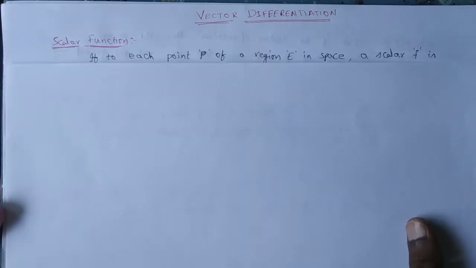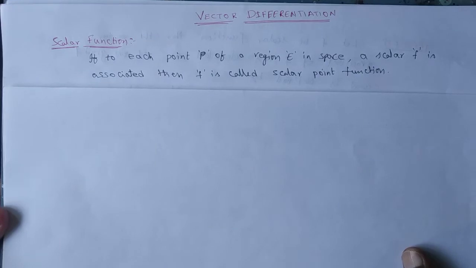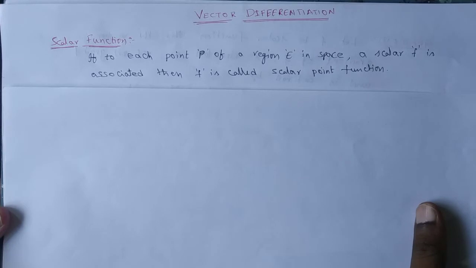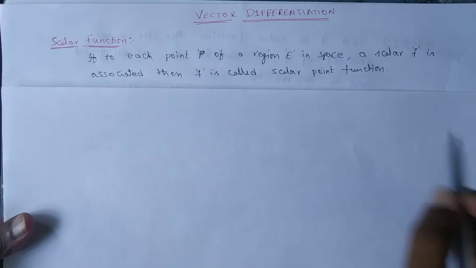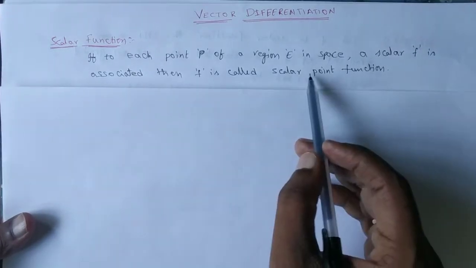So to do differentiation in vector concepts, we need to define some terms. I am starting with scalar function. That is very clear and it is known to everybody. Still I am defining it. Scalar function: if to each point P of a region E in the space a scalar f is associated, then f is called a scalar point function.